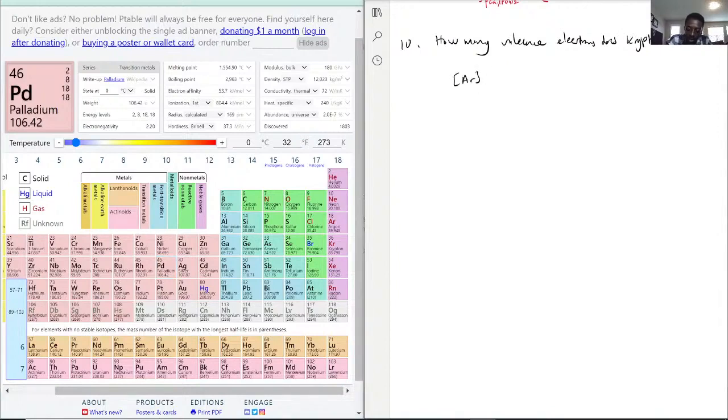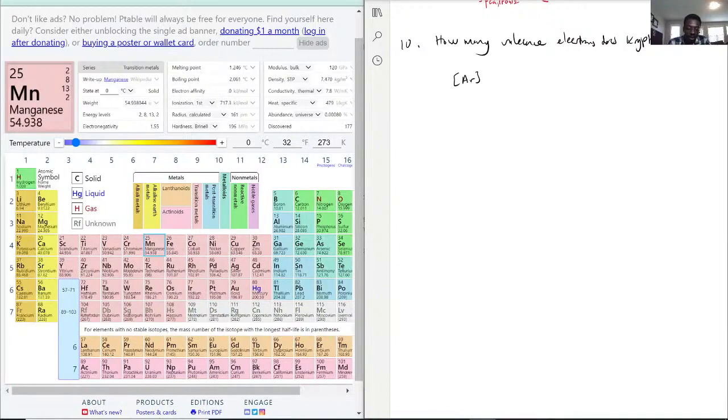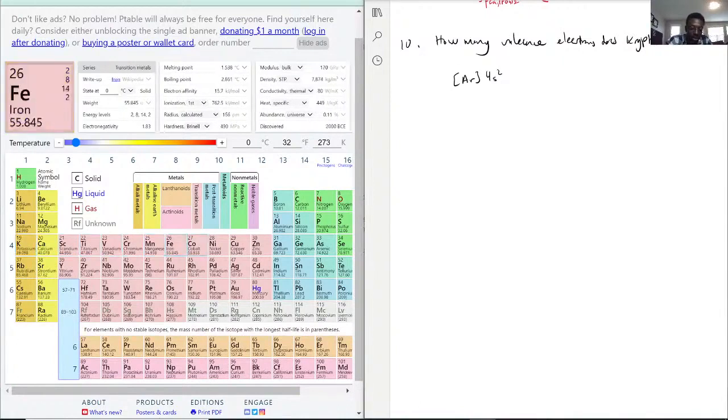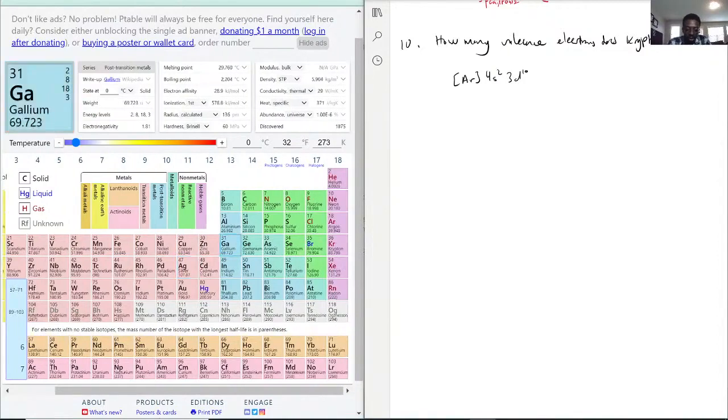it'd just start with Ar, because that's the previous noble gas, and we go through all of them. So we have 4s2, and then remember when we do the d level, it's minus 1, so it'll be 3d10, completely filled up, and then we're back to 4s, 4p6. If we reorganize this, it would be Ar, 3d10, 4s2, 4p6.